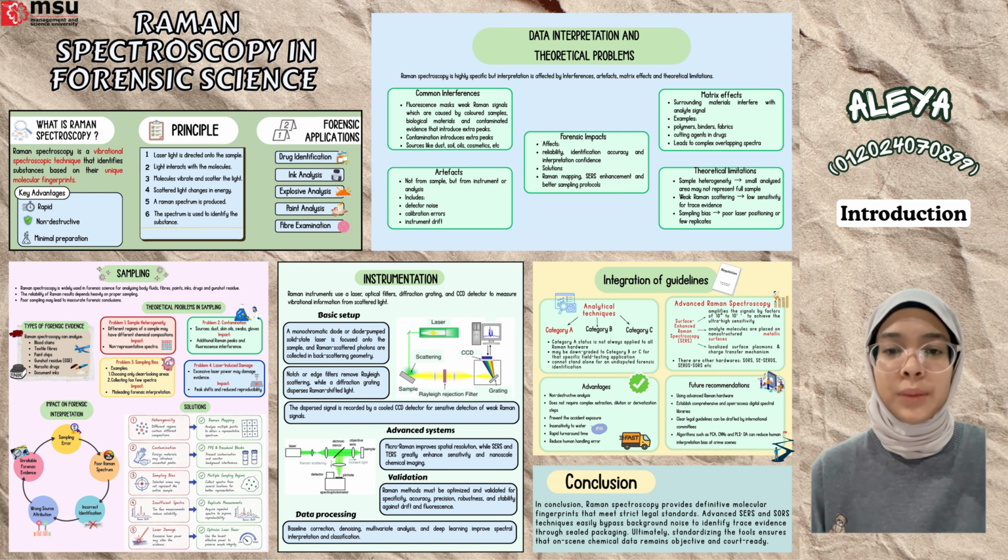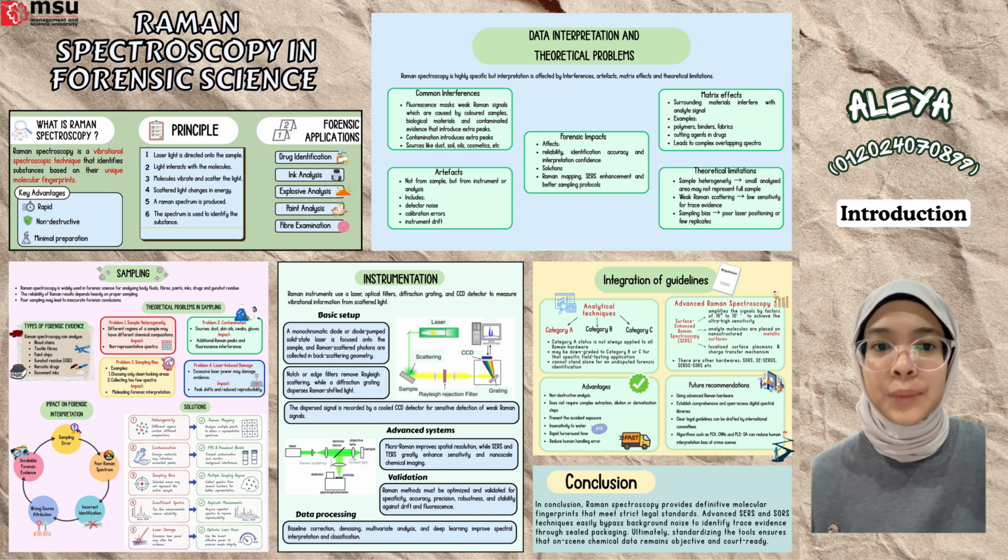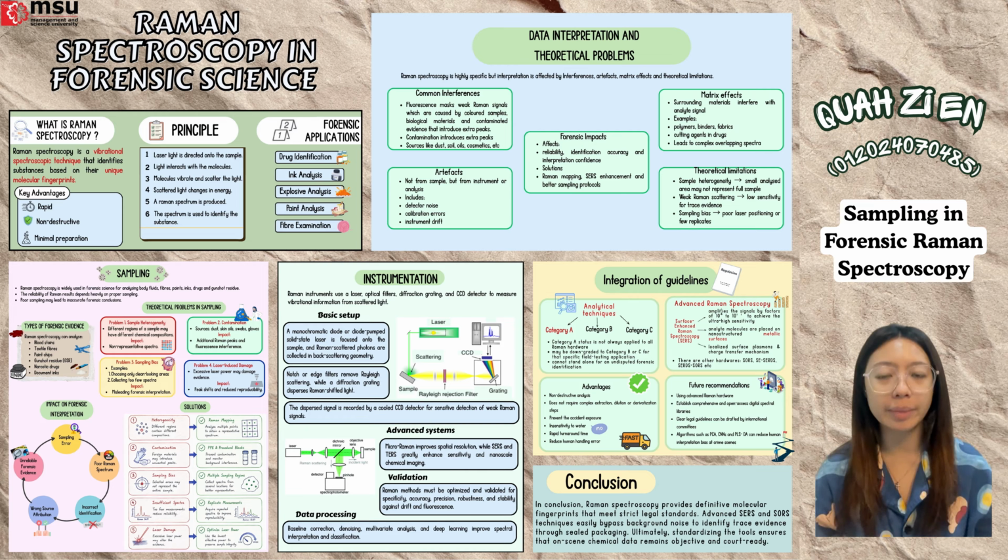In forensic science, Raman spectroscopy has many important applications. It is commonly used for drug identification, explosive residue analysis, paint and fiber examination, ink analysis, biological sample analysis, and trace evidence analysis. Now I'm going to talk about the sampling in forensic Raman spectroscopy.